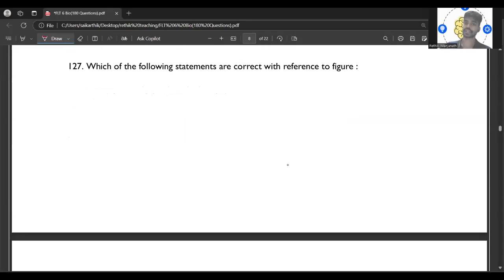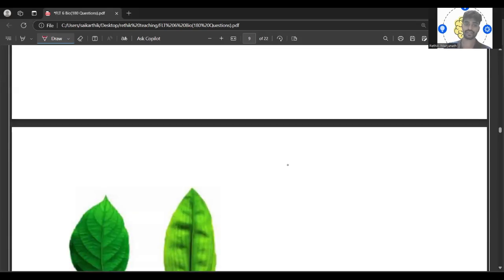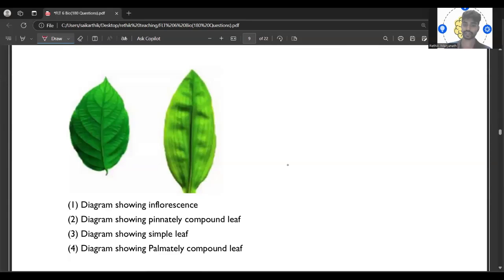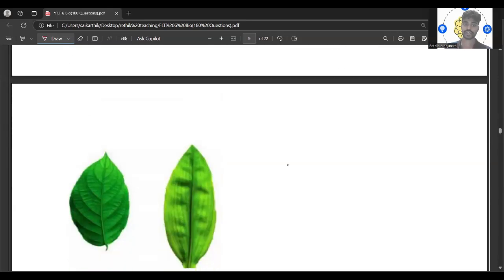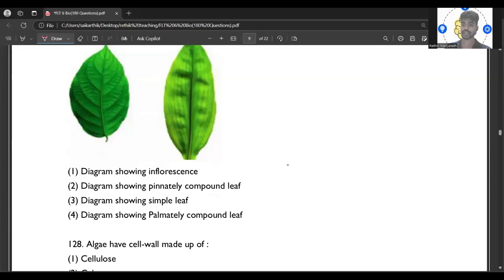Which of the following statements are correct with reference to the given figure? So you have a figure here, and now you have to say what it shows. So the given diagram shows a simple way, right?